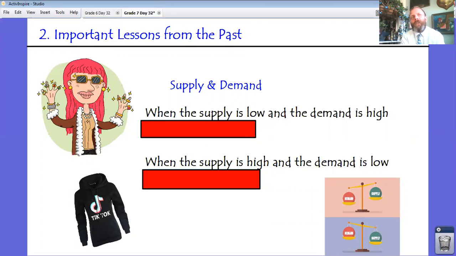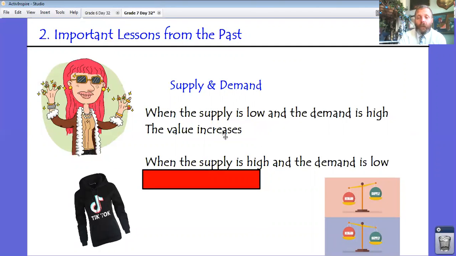Remember, she decided to buy all those TikTok sweatshirts because she knew that they were really popular. The demand for the TikTok sweatshirts was really high. Everyone wanted one, but there weren't a lot of them at the stores. Hot Topic sold out because she bought most of them. And because the demand was high and the supply was low, the value of those sweatshirts increased. And that's what happens when supply is low and demand is high.